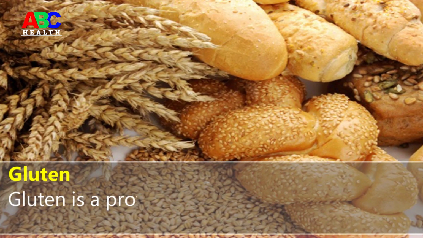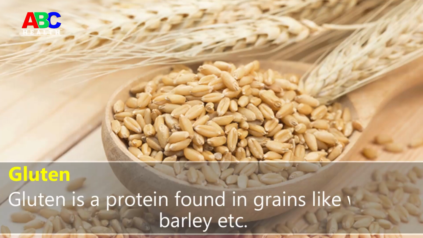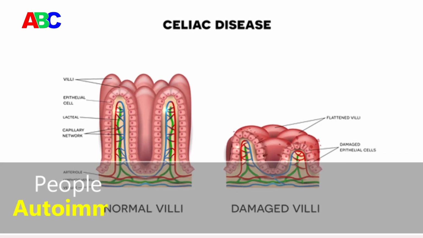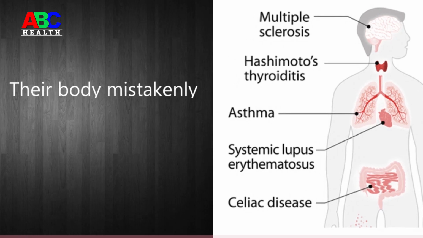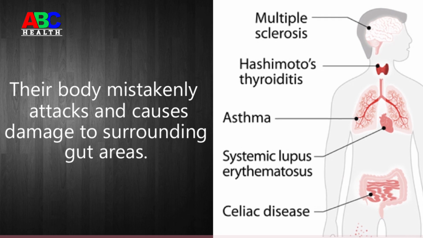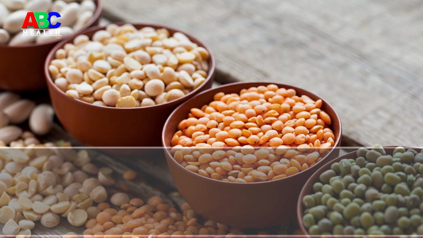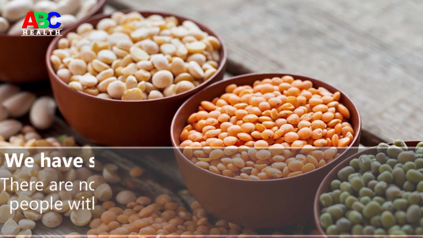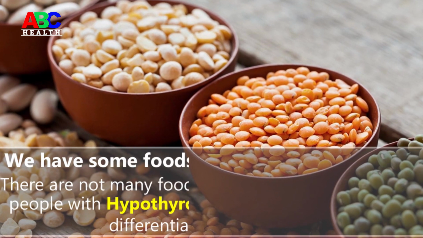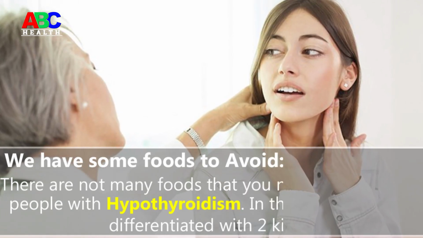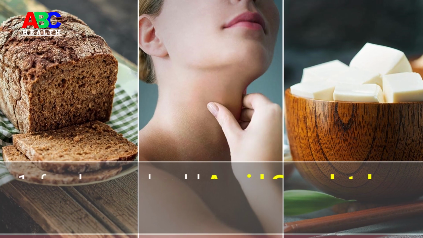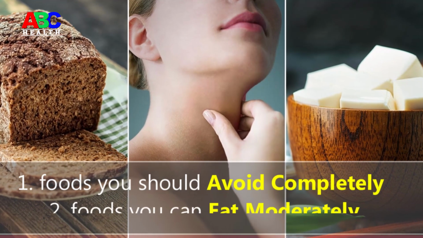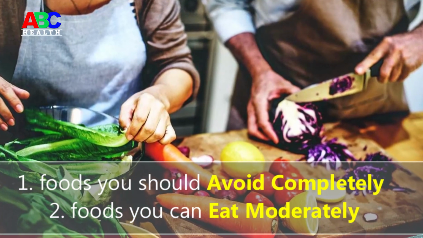Gluten. Gluten is a protein found in grains like wheat, barley, etc. People who have celiac disease, an autoimmune disease, can't eat gluten. Their body mistakenly attacks and causes damage to the surrounding gut areas. We have some foods to avoid. There are not many foods that you need to avoid for people with hypothyroidism. Here again, they are differentiated into two kinds. One, foods you should avoid completely. Two, foods you can eat moderately.